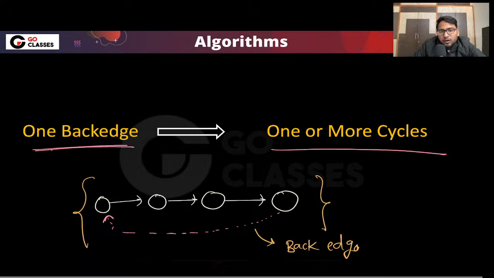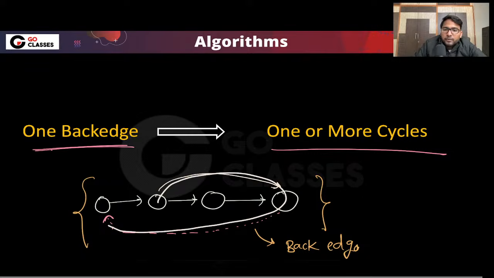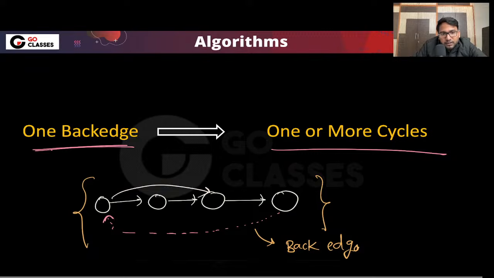See, what can happen? You may be having something like this. See here. You may be having one more edge, something like this, right? Now, see, this is also a cycle, right? This is also a cycle. Or maybe just to simplify, let me have this as an edge. Then this is also a cycle, right? This is also a cycle.